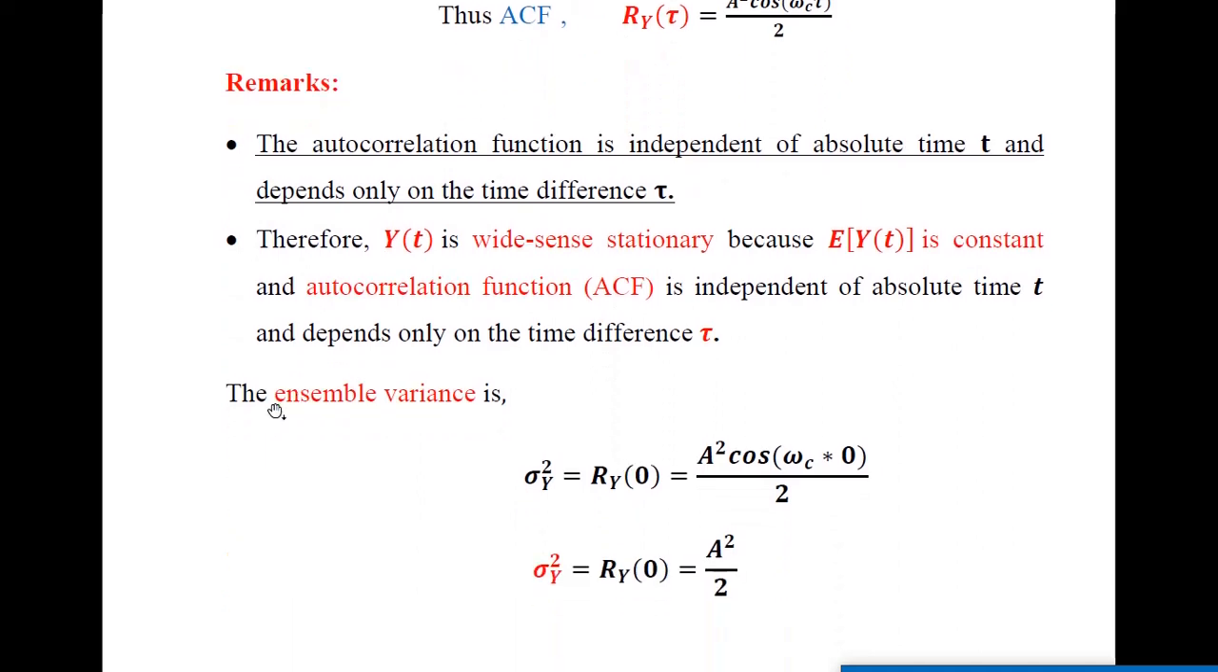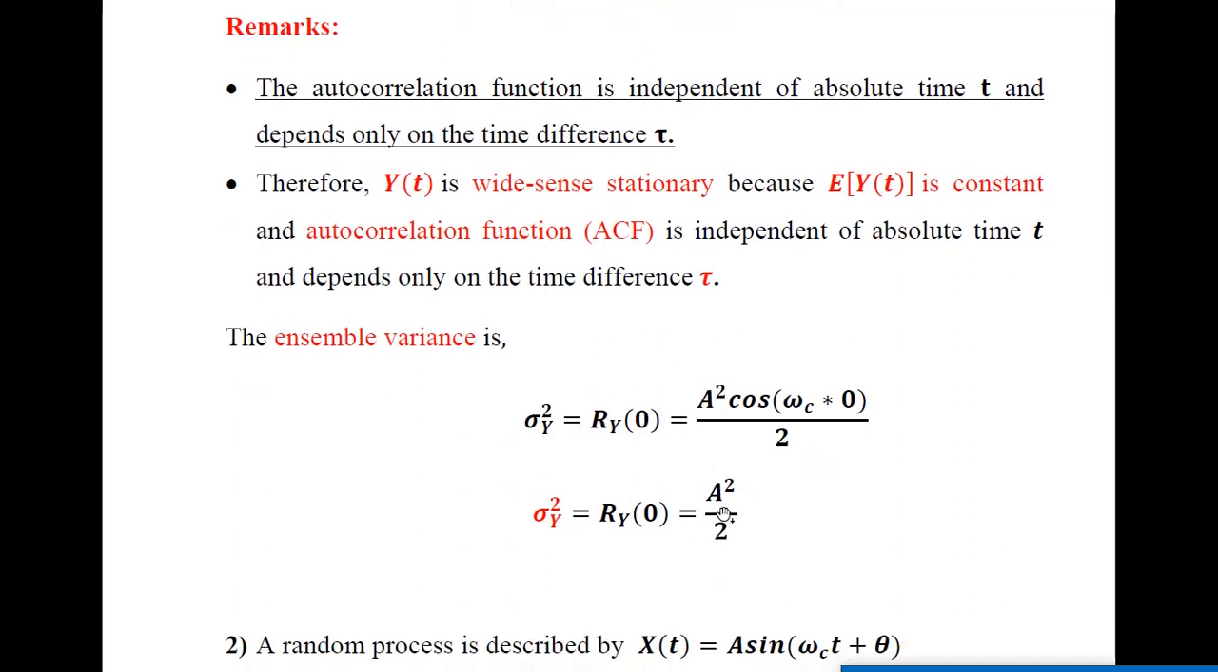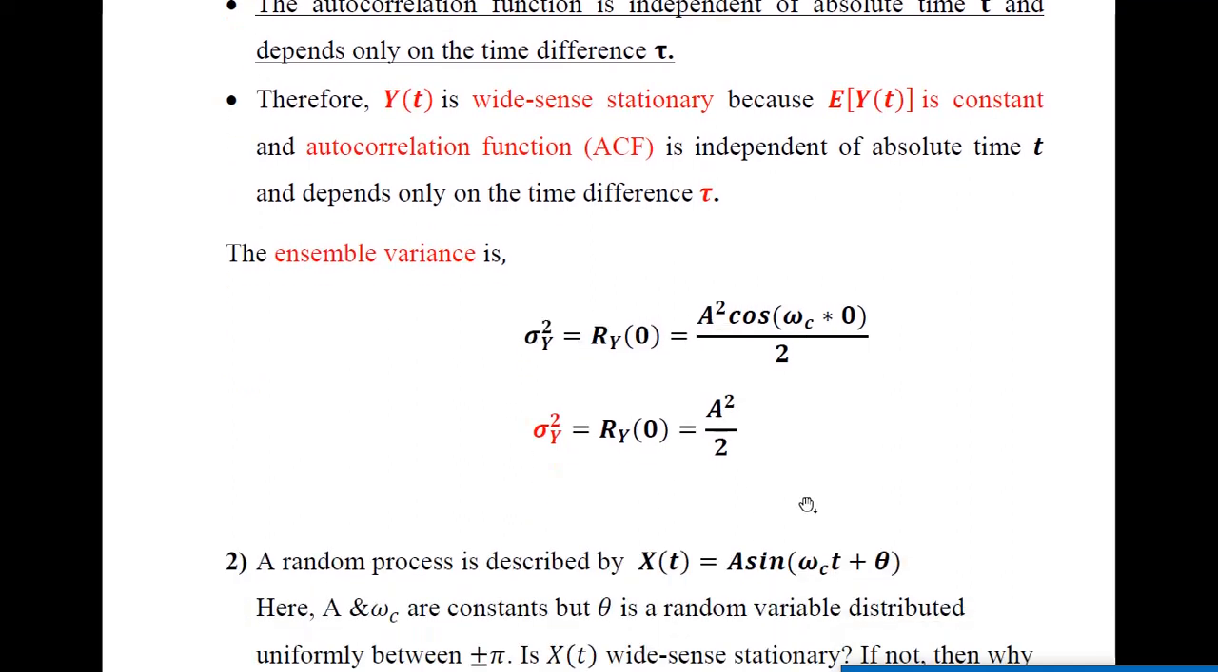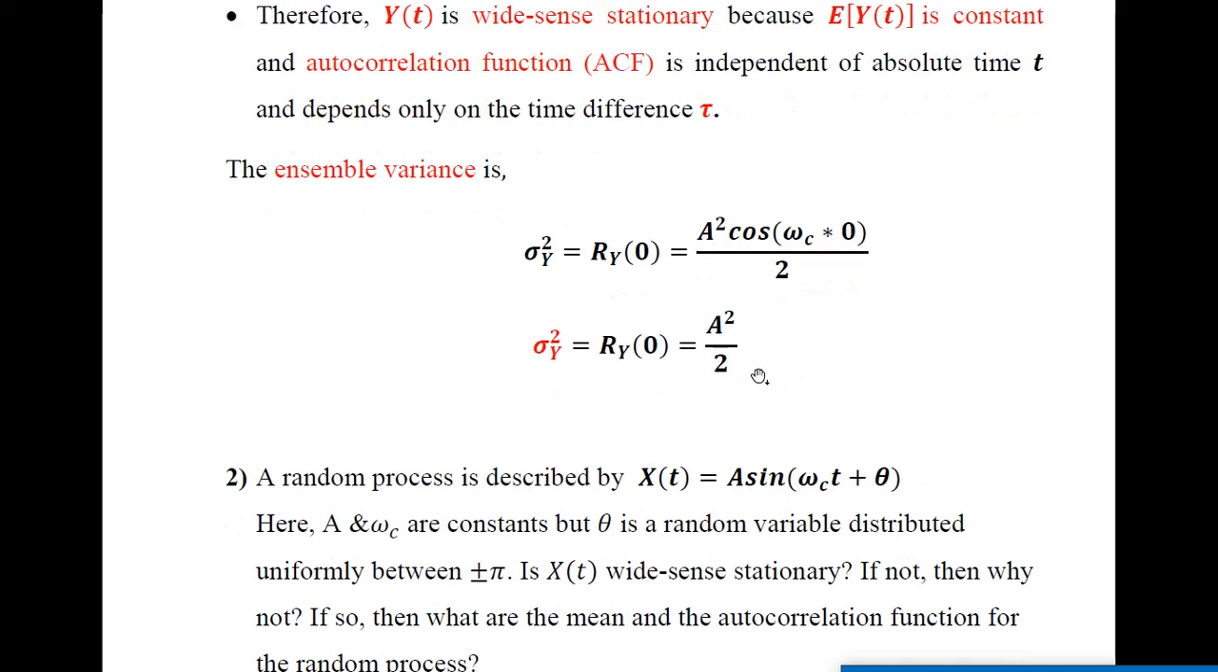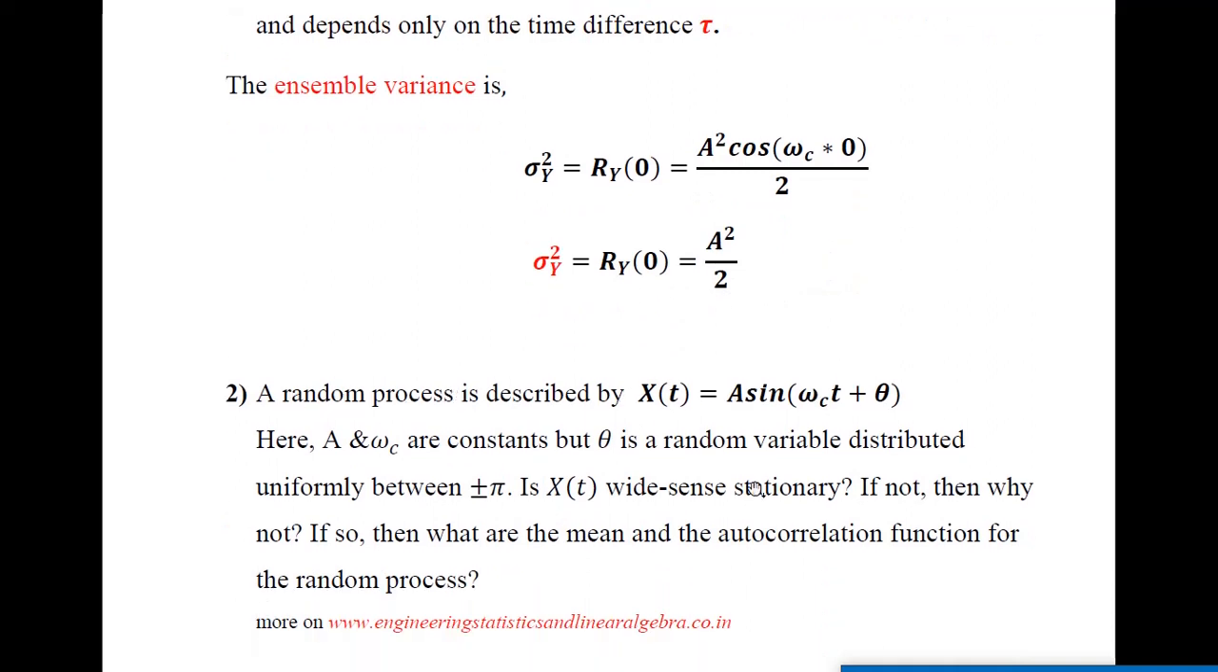Now we can also find the ensemble variance. This is sigma y square equal to R_y of 0. So at tau equal to 0, we are finding the variance. This results in A square by 2. So this is about the mean, ACF, ensemble variance, etc. This is the end of this particular problem. Likewise, we can have many other problems.